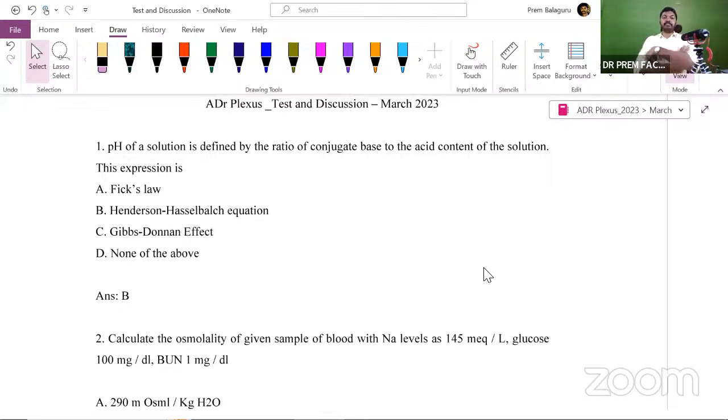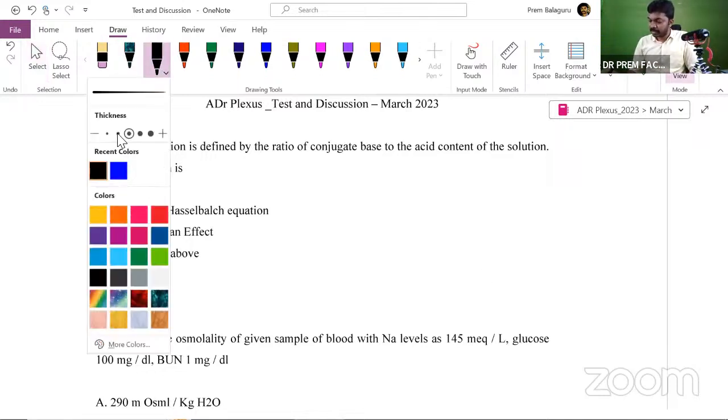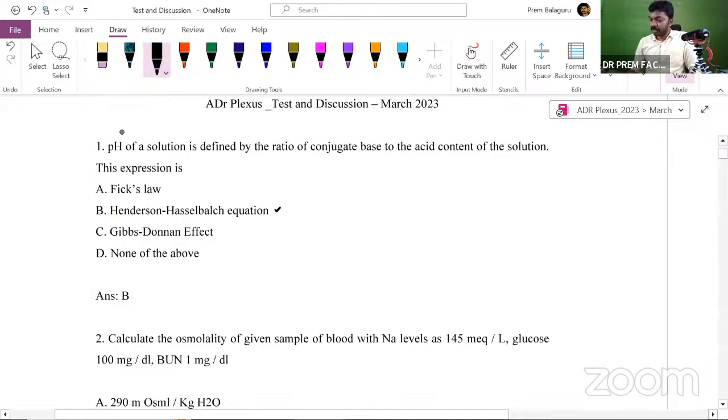Fine. So the first question: the pH of a solution is defined by the ratio of conjugate base to the acid content of the solution. The expression is the Henderson-Hasselbalch equation, doctors. The answer is the Henderson-Hasselbalch equation. Fick's law indicates simple diffusion. Fick's law governs simple diffusion.